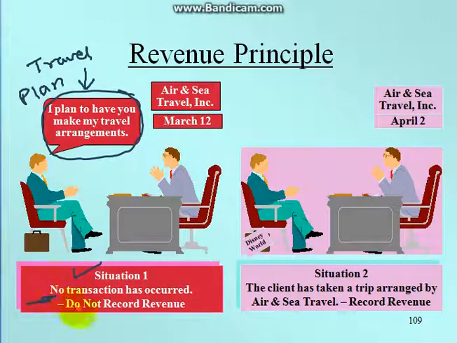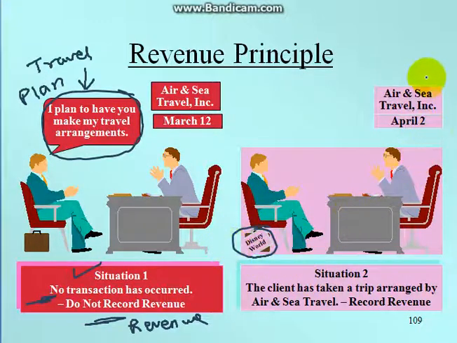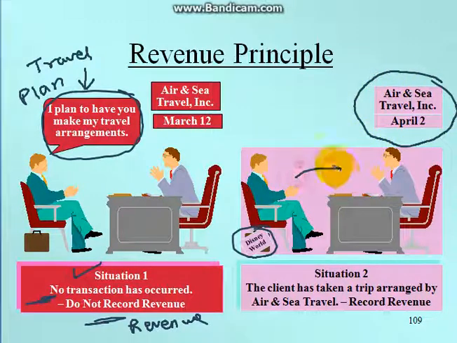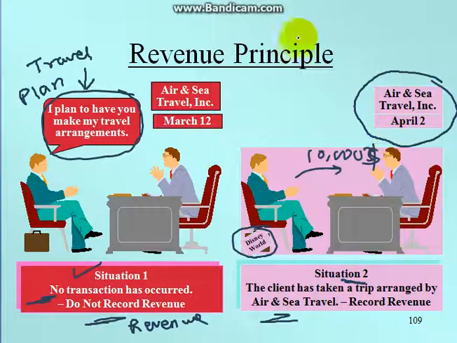Here no transaction has occurred, because he has not given any cash, so no revenue has been incurred. But as far as situation 2 is concerned, here he has decided to travel to Disney World, and he'll be traveling by air and sea, that too on April 2. And here he has paid some amount of cash, say for example $10,000. And here in situation 2 he has recorded a transaction. So this is the revenue principle actually working: when the transaction happens and what amount. These are both the concepts where the revenue principle actually works.